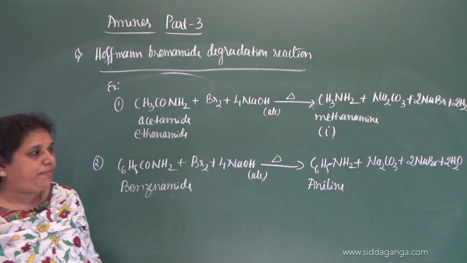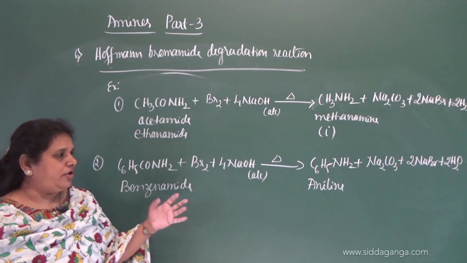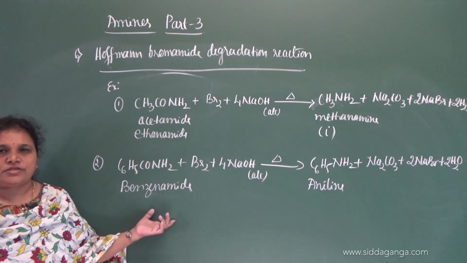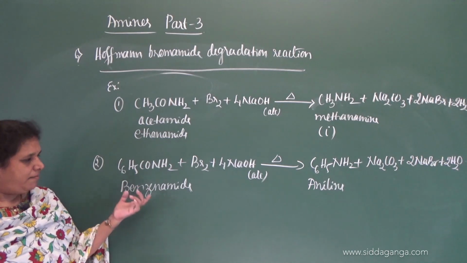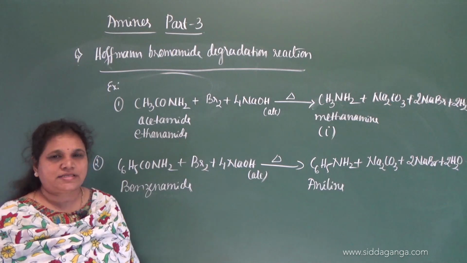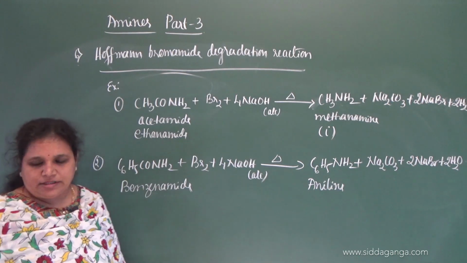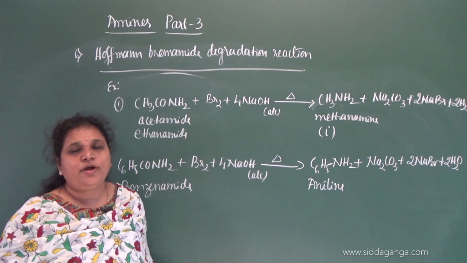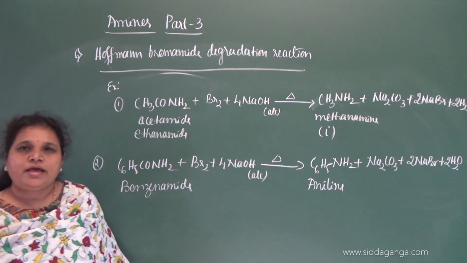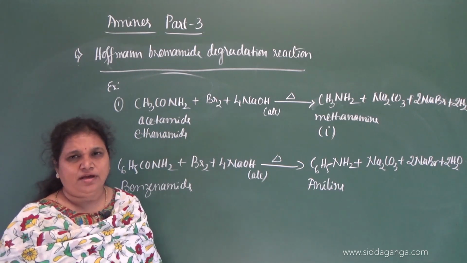So how do you prepare aniline? By Hofmann bromamide reaction. You have to write this equation directly by taking benzenamide. Benzenamide should be treated with bromine in presence of alcoholic NaOH. Okay. Now this is about the methods of preparation of primary amines, aliphatic and aromatic primary amines.